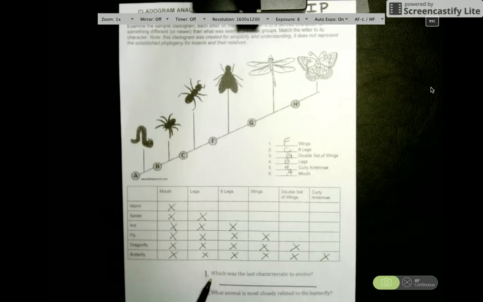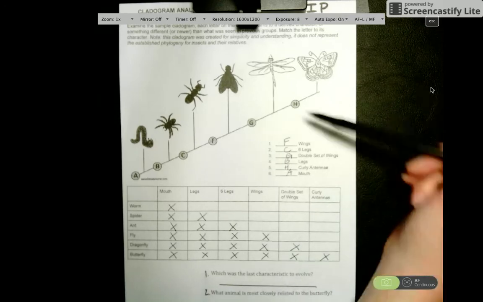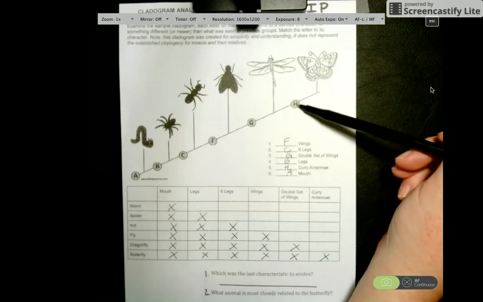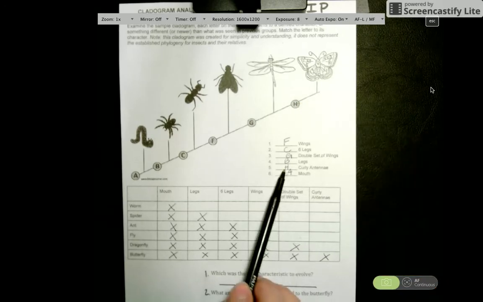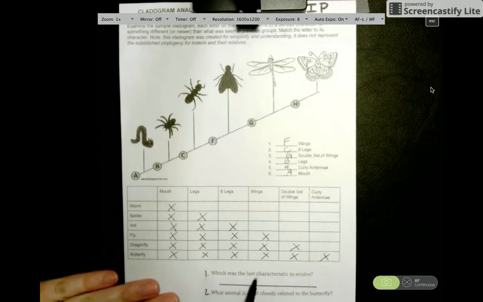Okay. So that brings us to our questions. Which was the last characteristic to evolve? Okay, we already said up here, H is the most recent, which means it was the last to evolve. And we know that H is down here, curly antenna. So you're going to write for the last characteristic to evolve, curly antenna.